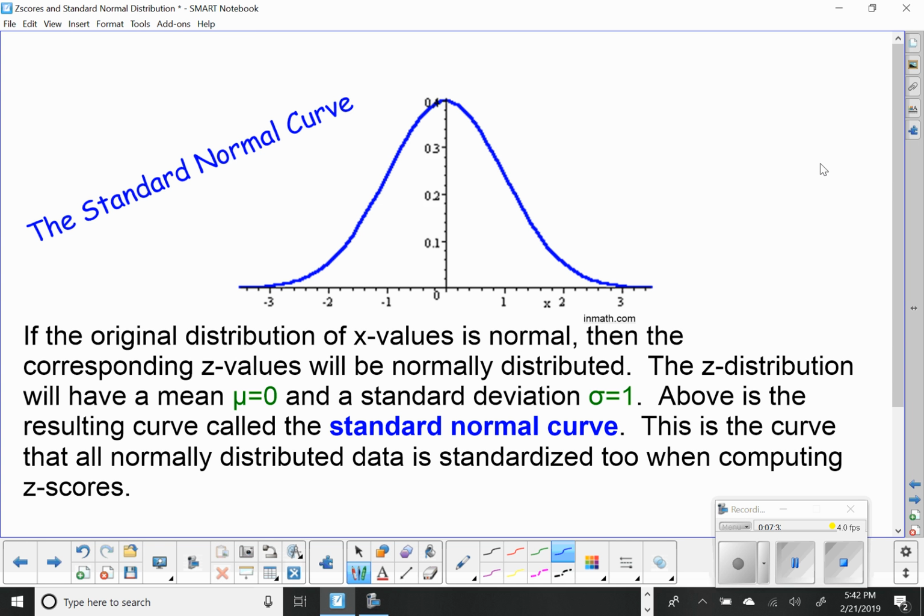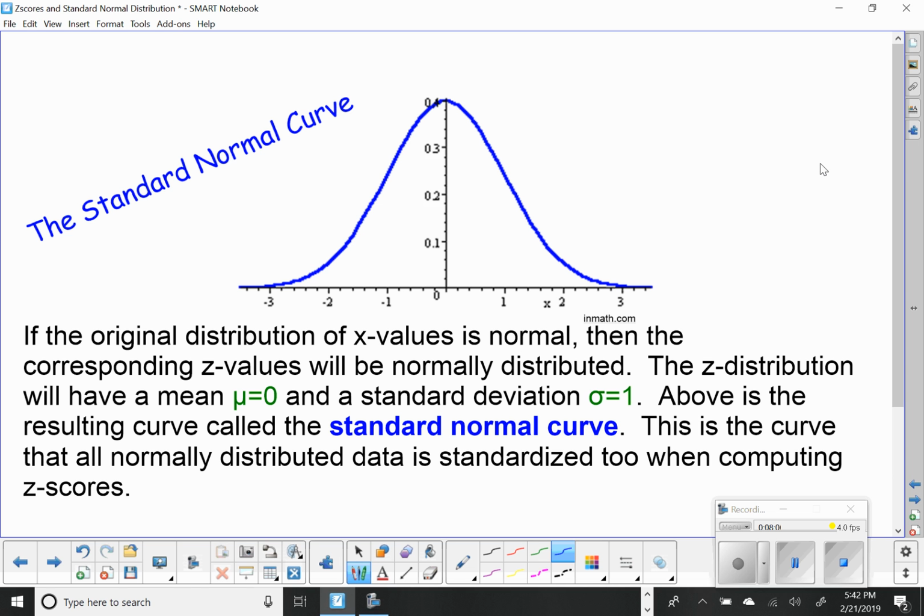Above is the resulting curve, called the standard normal curve. This is the curve that all normally distributed data is standardized to when computing z-scores. Again, this is the whole reason for z-scores. You have SATs and ACTs, both are college entrance exams. One is based on a score from 200 up to, I think, 800 and 800, 1600. We'll just go with the two main ones. And then you've got your ACTs, which go up to like 36.